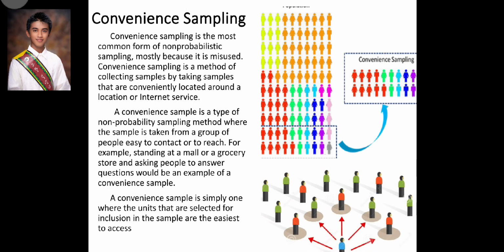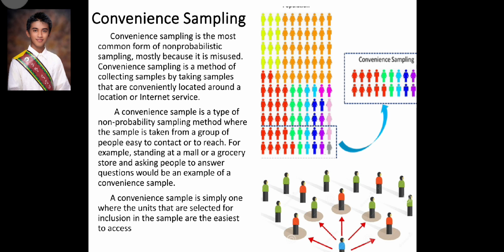Convenience sampling is the most common form of non-probabilistic sampling, mostly because it is misused. It is a method of collecting samples by taking samples that are conveniently located around the location or internet service. A convenience sampling is a type of non-probability sampling method where the sample is taken from a group of people easy to contact or reach. For example, standing at the mall or grocery store asking for people to answer questions would be an example of convenience sampling.